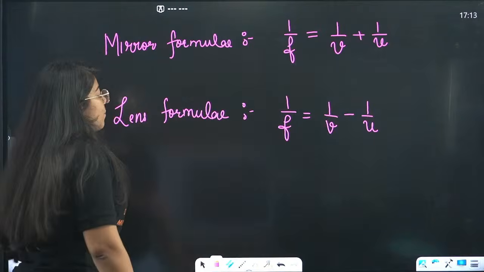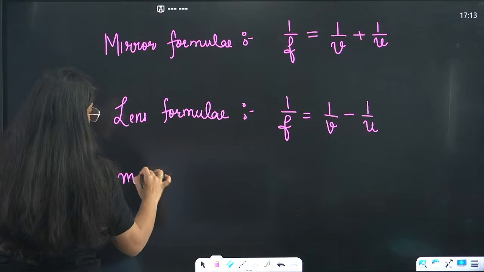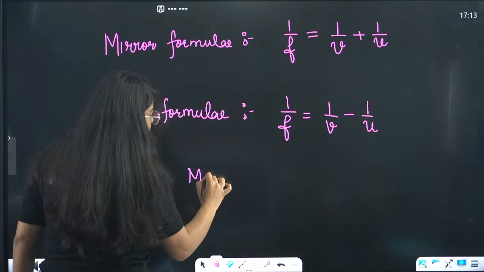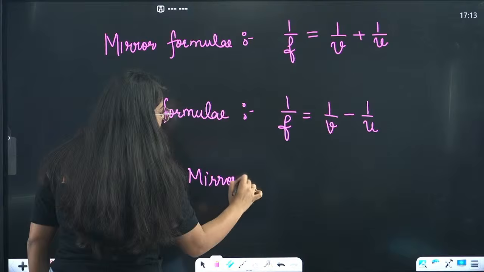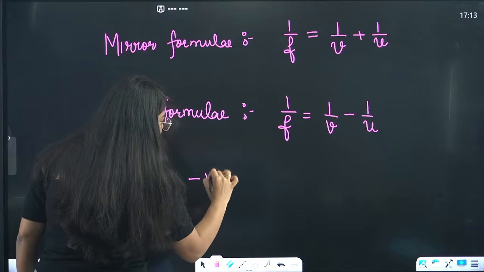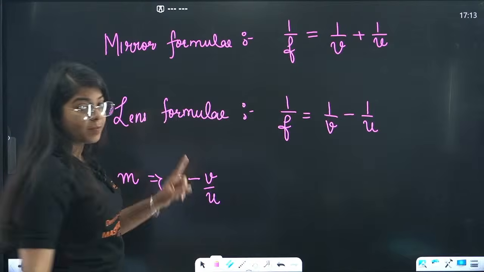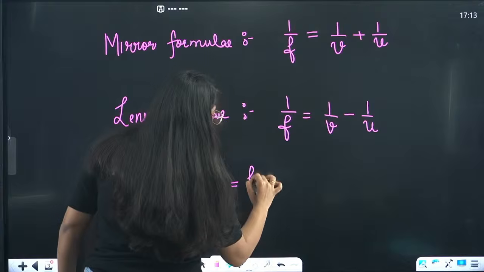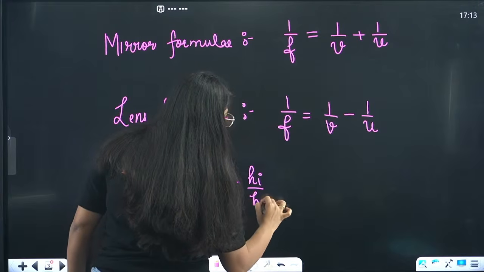Now magnification is also a big thing. Magnification for mirrors is minus v by u, image distance by object distance with a negative sign, equals height of image by height of object.